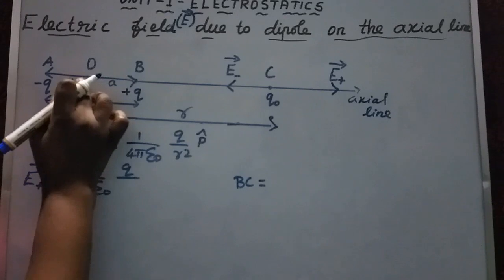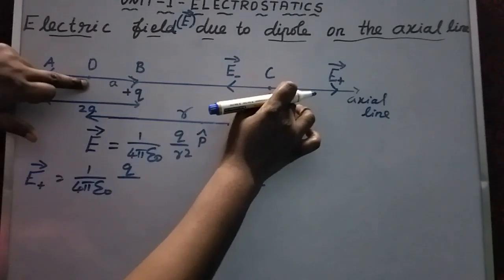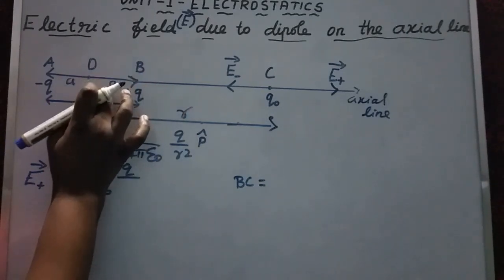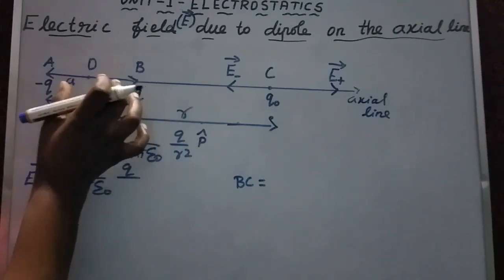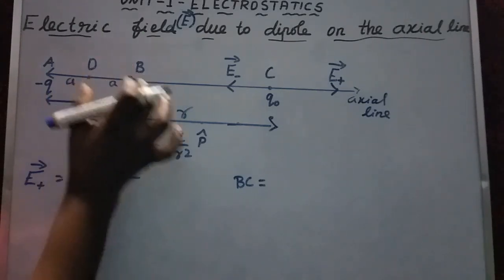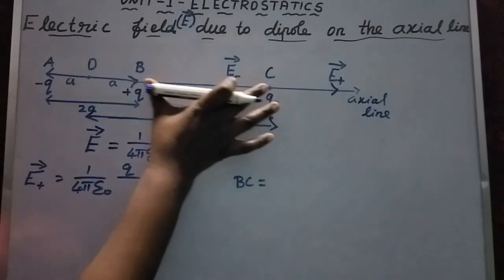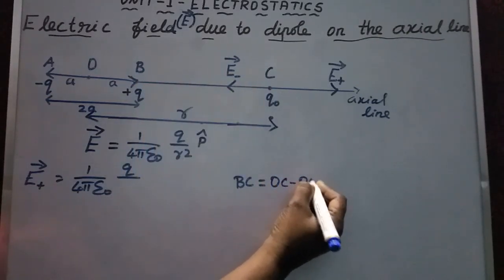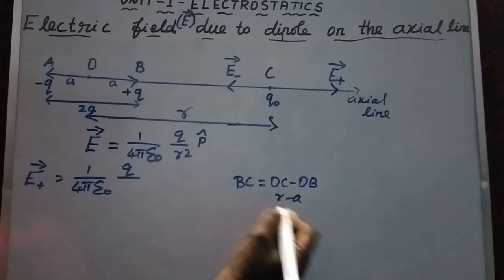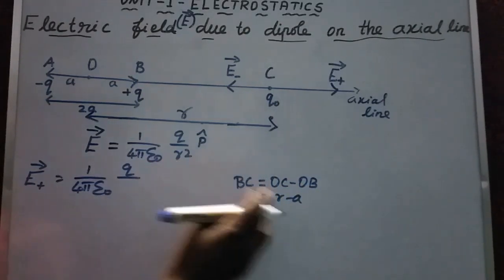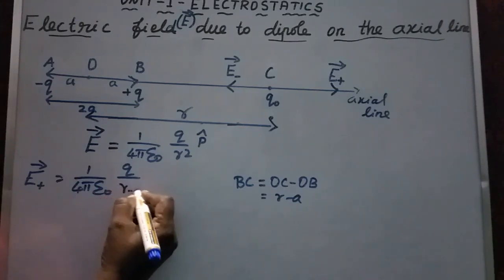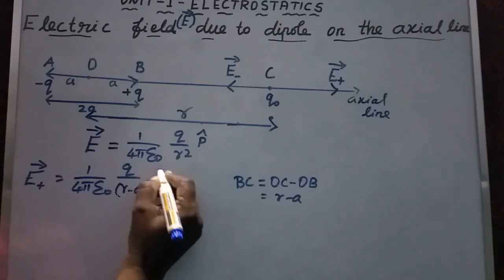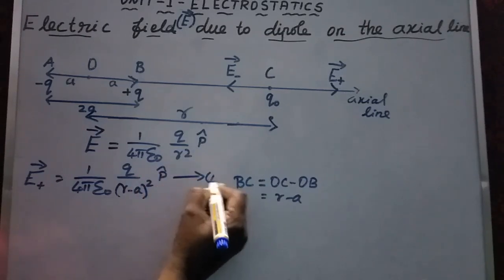But we know the distance OC. What is the distance OC? It is r. And the distance OB is a. So if we subtract the OB distance from the OC distance, we get BC. So BC equals OC minus OB, that is r minus a. So instead of r, we are substituting r minus a, and this squared, and this p cap. Equation number 1.